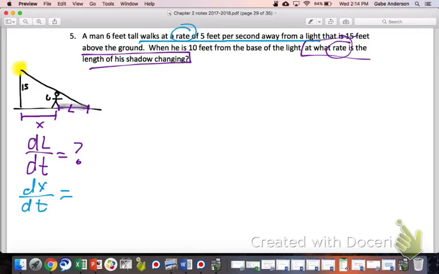Okay, that makes sense. So what is dx/dt, by the way? You said 5 feet per second. 5 feet per second. Okay, so there we go.